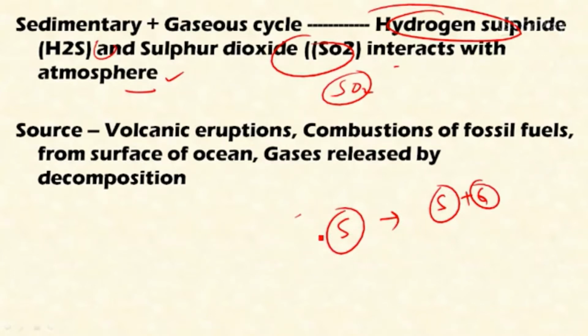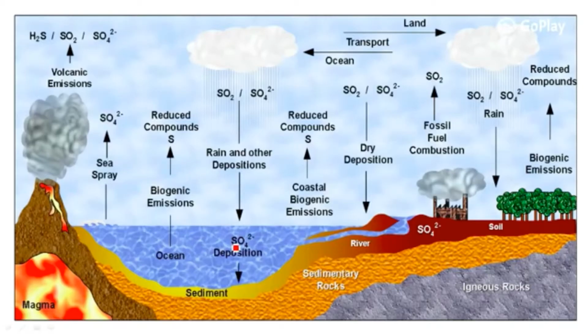The sources of sulfur include volcanic eruptions, which also contribute sulfur to the atmosphere, and combustion of fossil fuels. It is also released from the surface of the oceans, and gases are released by way of decomposition. This diagram will clear your doubts. Volcanic eruptions release hydrogen sulfide and sulfur dioxide into the atmosphere, and sea sprays also contribute sulfur dioxide, and the living organisms present in the ocean contribute reduced compounds of sulfur by way of biogenic emissions.